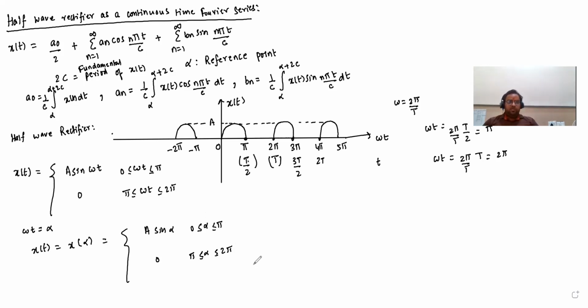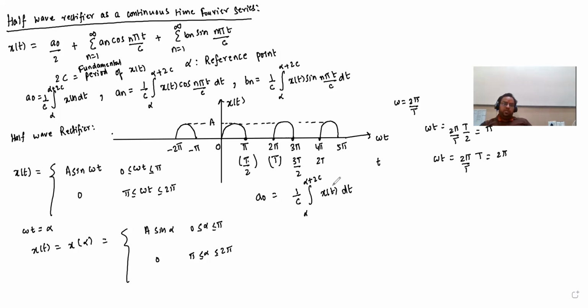So the first calculation for forming the Fourier series is, you might know that we want to calculate a naught. So what is a naught? We know that this is essentially 1 by c, integral from alpha to alpha plus 2c. Just take care that this alpha and this alpha are different. This alpha is just a reference point, so it will not be a problem for us. And we have x of t dt.